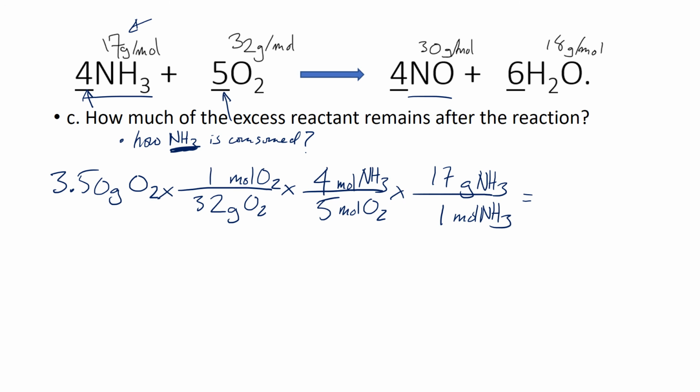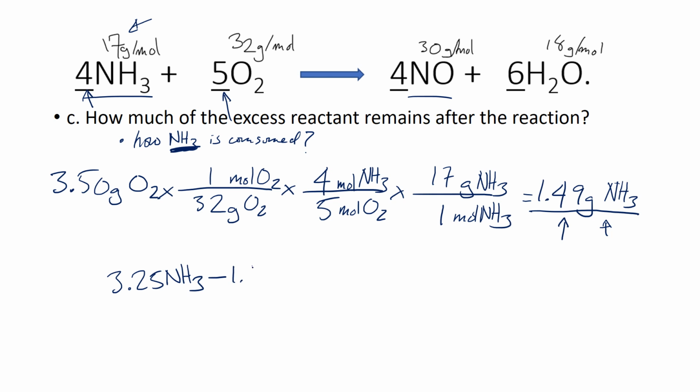3.5 divided by 32 times 4 divided by 5 times 17. And what I get is 1.4875. So I'm going to go to sig figs here: 1.49 grams of NH3. This is how much ammonia was eaten up in the reaction. But the reaction started with 3.25 grams of ammonia. We started with 3.25 ammonia, and 1.49 grams got eaten up. So now all we have to do is subtract: 3.25 minus 1.49, and we get around 1.76 grams of ammonia left over.